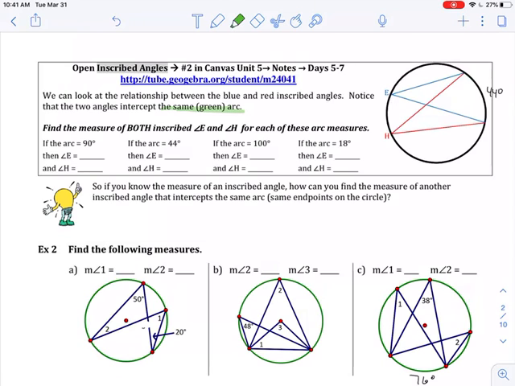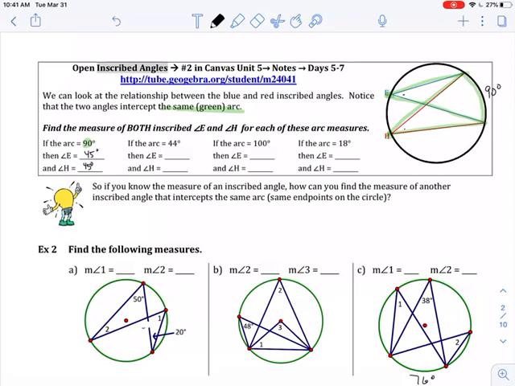If I look at this angle with the vertex E and this angle with the vertex H, they both intersect the same arc, right? They both intersect this arc. So that means that the relationship between that arc and those angles are going to be the same. Remember, the inscribed angles are going to be half the arc. So if we look at this first one, they're telling me the arc is 90. Both of these angles will be half of 90. So 90 divided by 2 is 45 degrees.